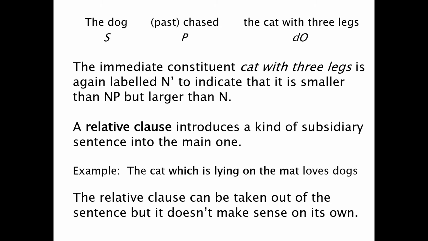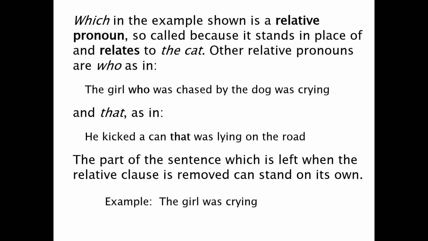So it doesn't have big meaning. That's why we call this a complex sentence, something that we explained in the previous meetings. Which is the example shown is a relative pronoun. So which, who, that, all of them are relative pronouns, so called because it stands in a place of and relates to the cat. Other relative pronouns are who, whose, whom, etc.